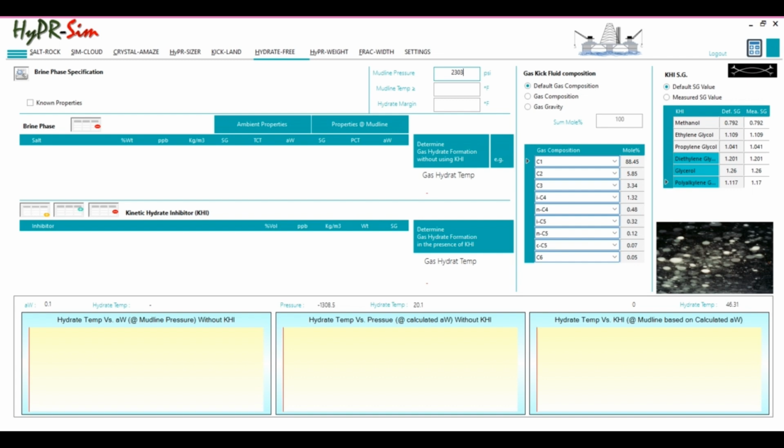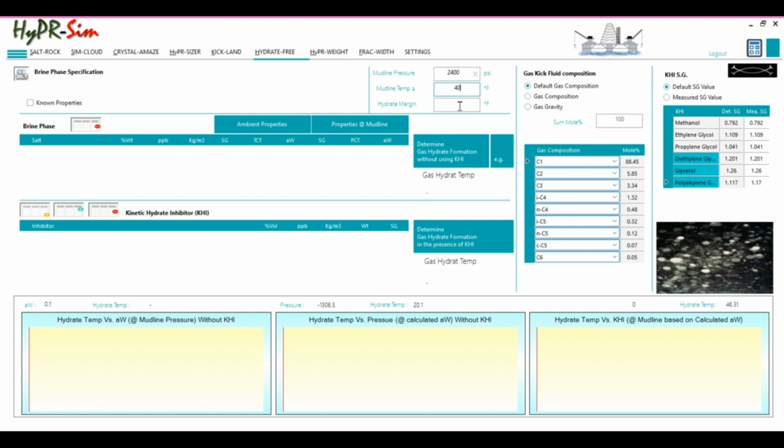However, factors such as cuttings concentration and the increase in mud density due to compaction as temperature decreases in the riser can elevate the hydrostatic pressure at the mudline. Therefore, for this demonstration, the mudline pressure is considered to be 2,400 psi. The seabed temperature is assumed to be 40 degrees Fahrenheit, 4 degrees Celsius.